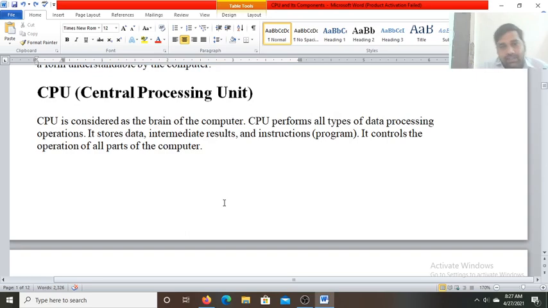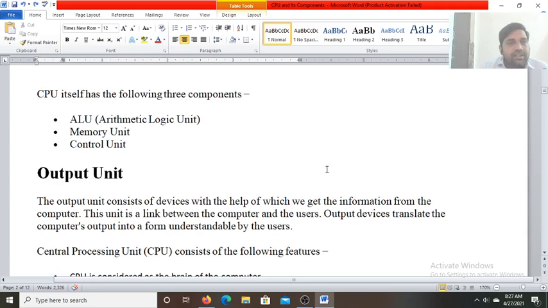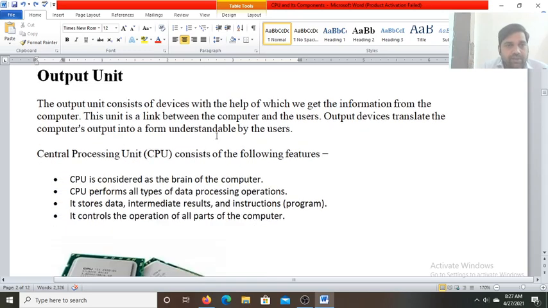Next is the central processing unit. CPU is called the brain of the computer, as we all know, and it performs all types of data processing operations, stores data, intermediate results, instructions. Now see, the CPU has three components which we have studied: ALU, memory, and the control unit. Now the output unit. Output unit consists of the output devices with the help of which we get the information from the computer, and this unit is a link between the computer and the users. So all the output devices translate the computer's output into a form understandable by the users.